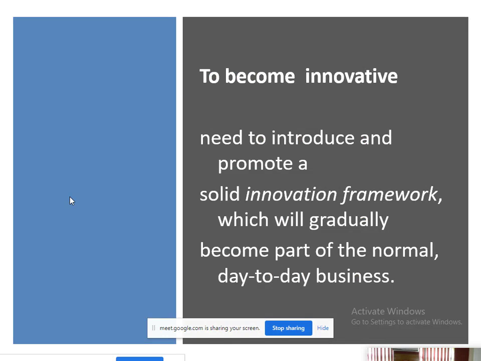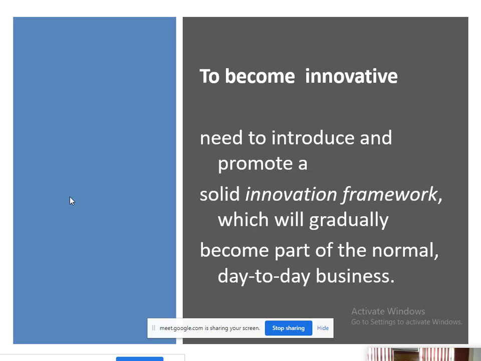And next, it is under your innovation framework also, because the team members of the innovation team must have innovative ideas. To become innovative, we need to introduce and promote a solid innovation framework, which will gradually become part of the normal day-to-day business. That means we must first make one innovation framework, and we must introduce and promote this to everyone. After that, this will be a daily thing for the organization and for any business or company also.